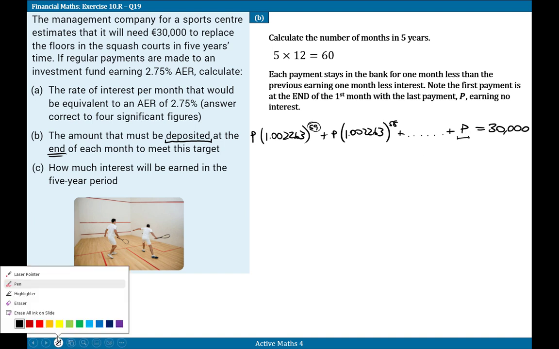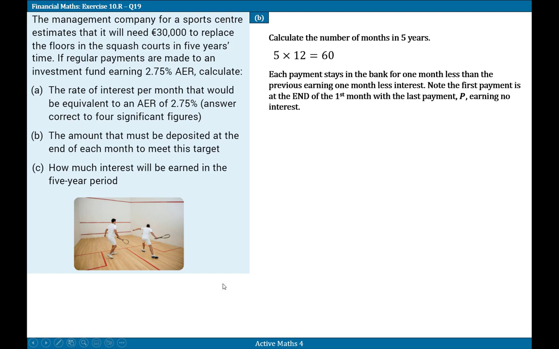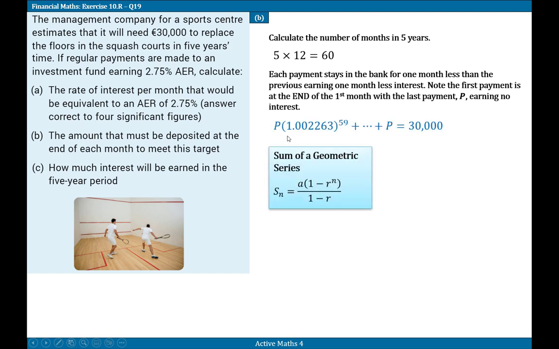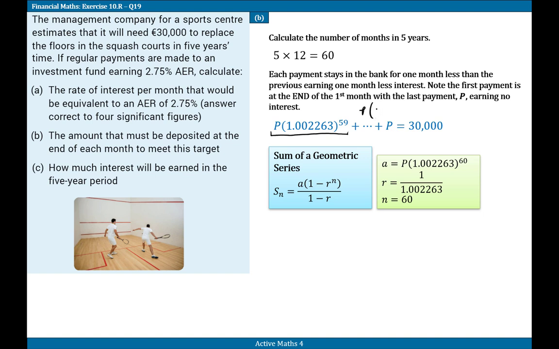Now, what we're going to do is write down our A and R as before. So this is our series. A is going to be the first term, so again, this is A. And R is going to be 1 over 1.002263. I haven't got the second term written here, but let's write it: P on 1.002263 to the power of 58.